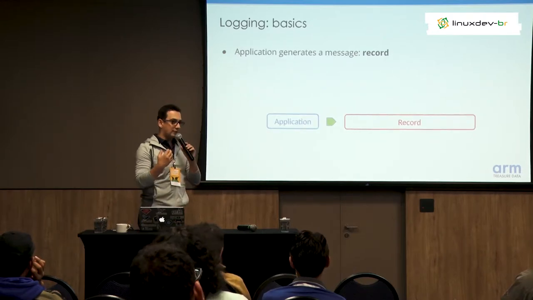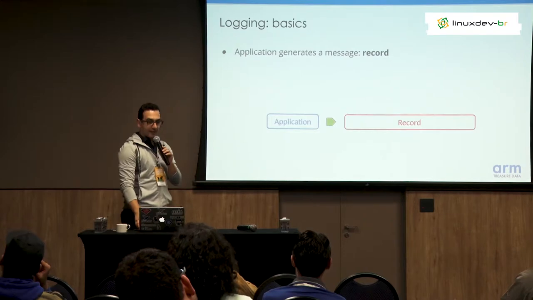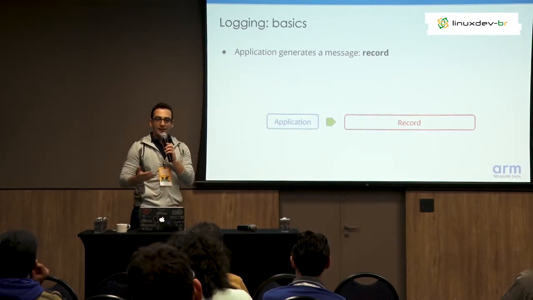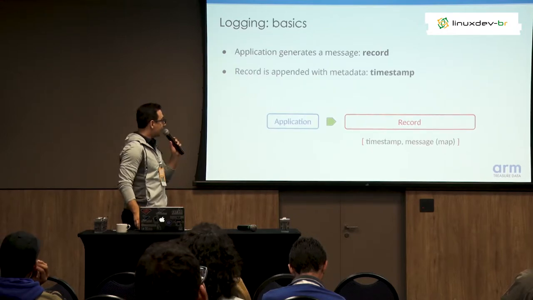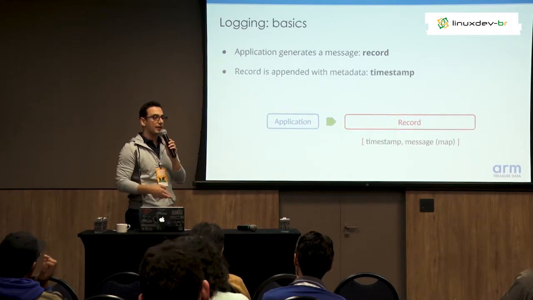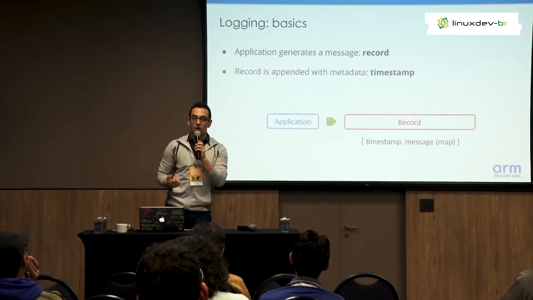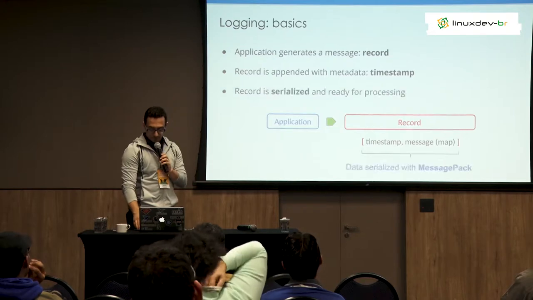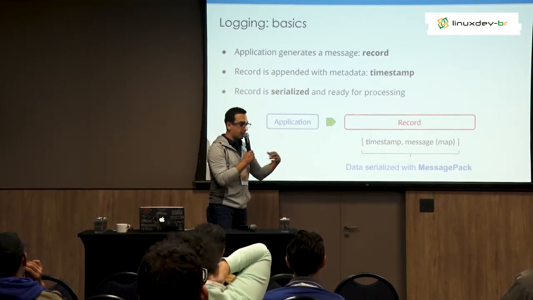So how does this work internally in a logging tool? For example, an application generates a message for us and for every computer that is a record. And that record has a timestamp and the message. The message could be a map or not, a map meaning a lot of key values as a message, or a raw message.